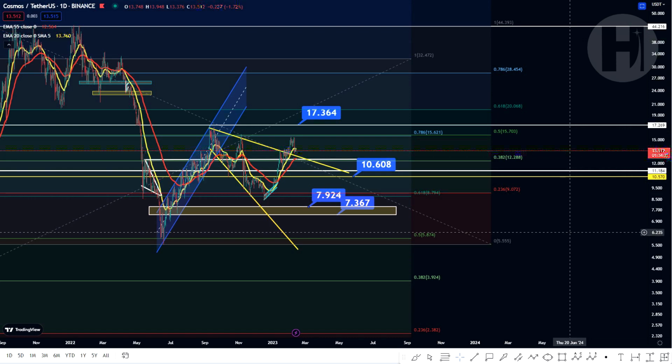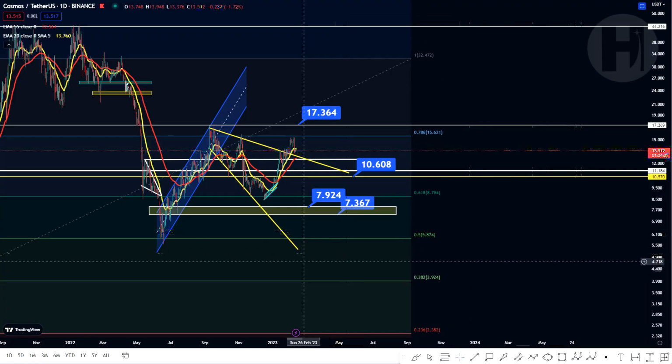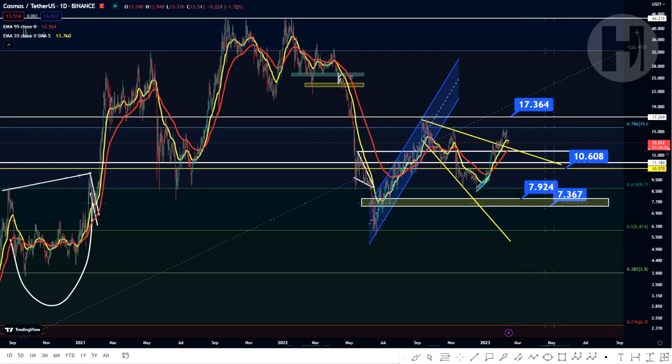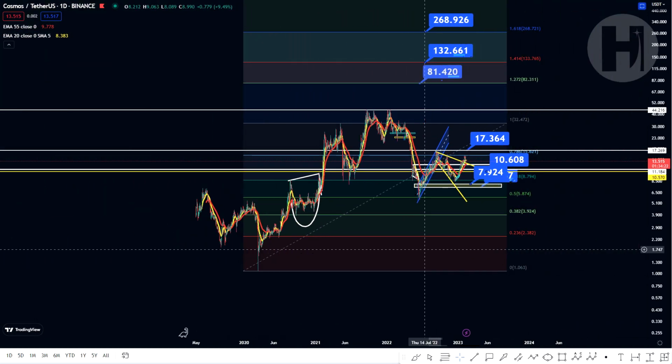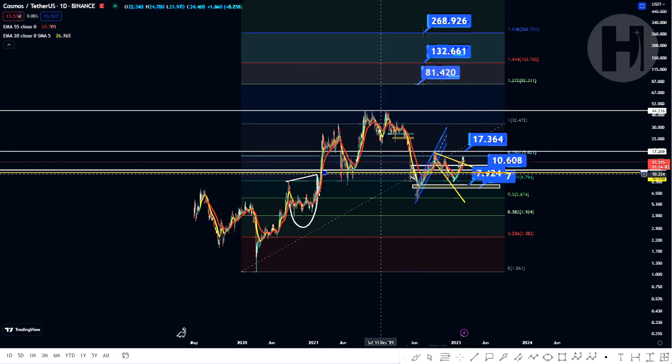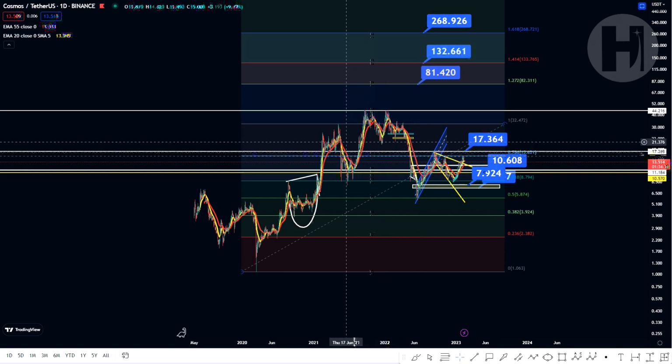Now, let's jump straight into the TA. So taking a look at the daily chart, you can still see that we have the same Fibonacci retracement that we've had for a very long time. If you don't know how to use the Fib retracement, check out the description. There's going to be a link to a video where I explain exactly how to use the Fib retracement.